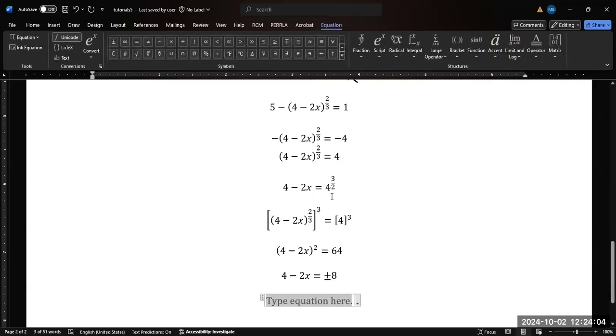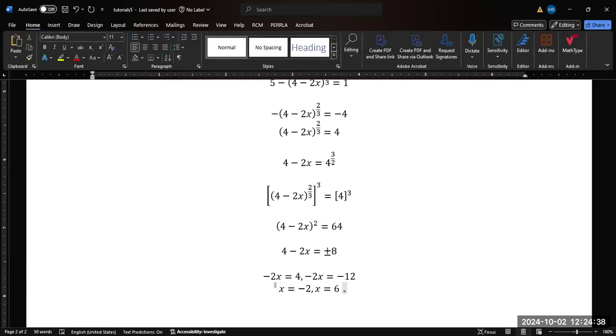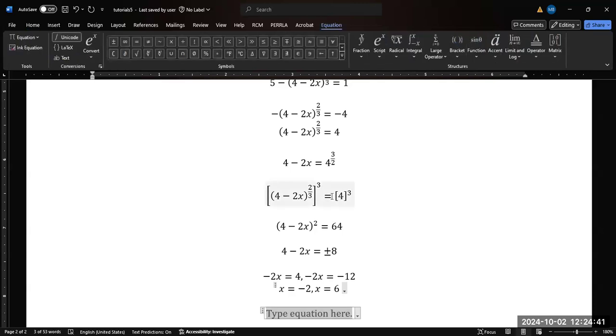And so if we then continue solving, I'm going to end up with -2x is equal to, we're going to have 2 answers. So 8 minus 4 is going to be 4, and -2x. -8 minus 4 is going to be negative 12. And so we're going to end up with x is equal to negative 2 and x is equal to 6. And if you go back and you check both of these answers in the original problem, you will find that in this case, they actually both work.